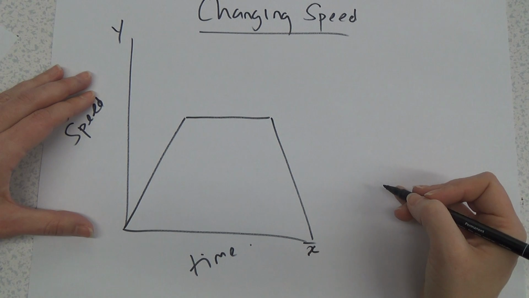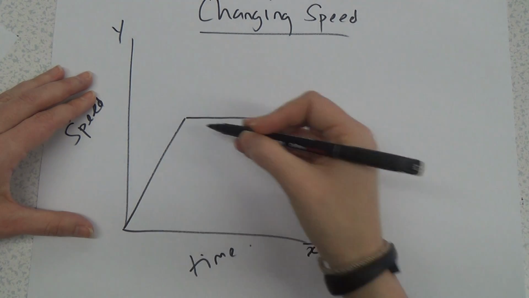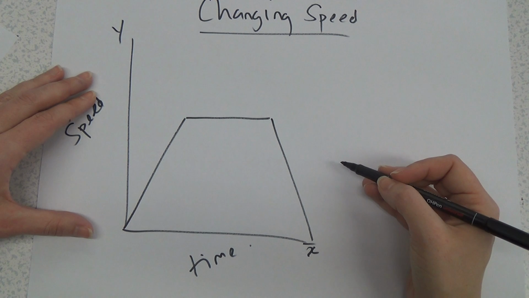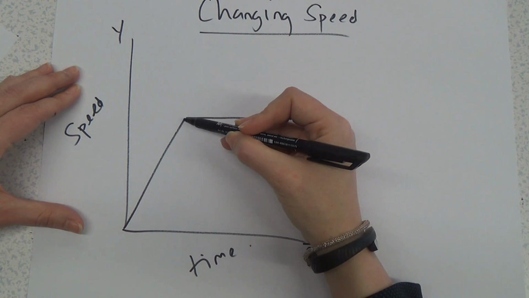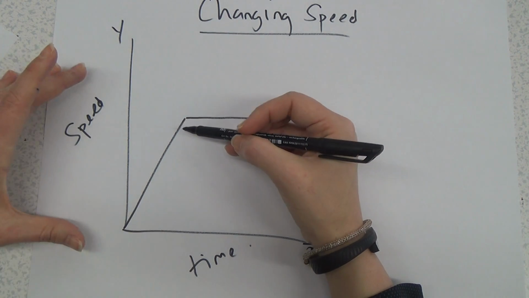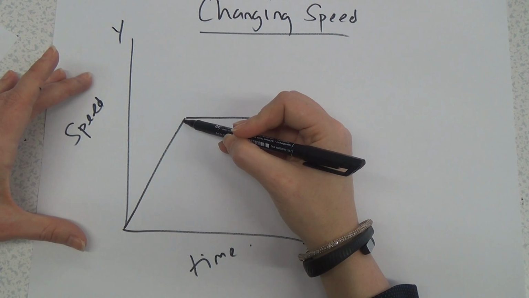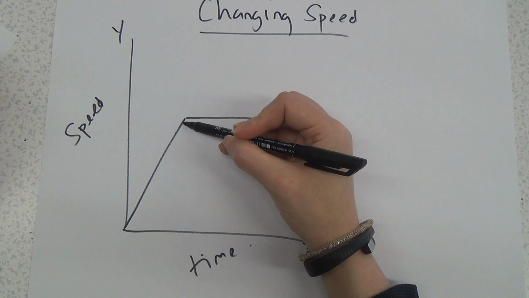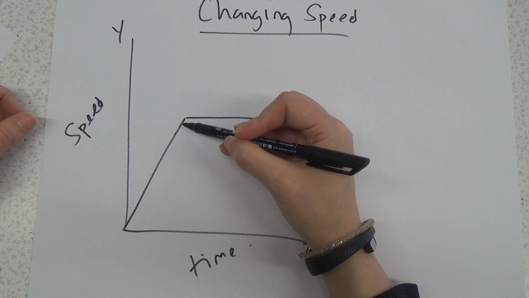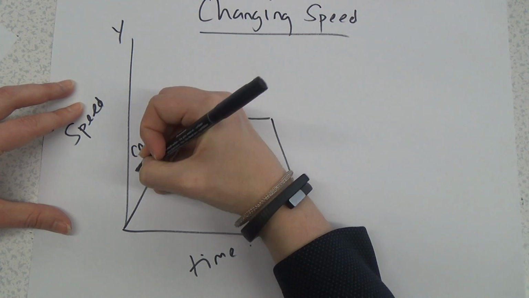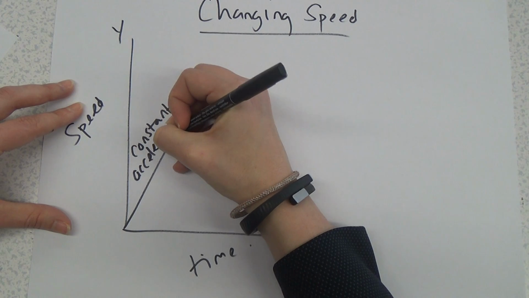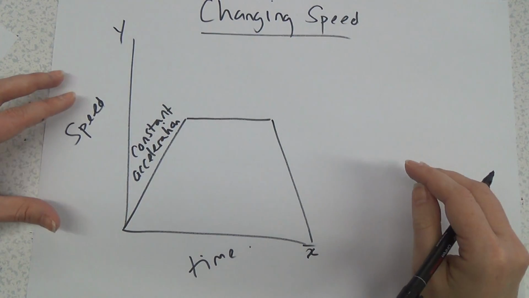In the case of a nice straight line that goes up, what we're talking about is how the speed is increasing as time passes. Because it is a straight line, that tells you that the increase in speed is the same for every second or every minute the object is moving. So this would be a constant acceleration. Acceleration obviously means an increase in speed.